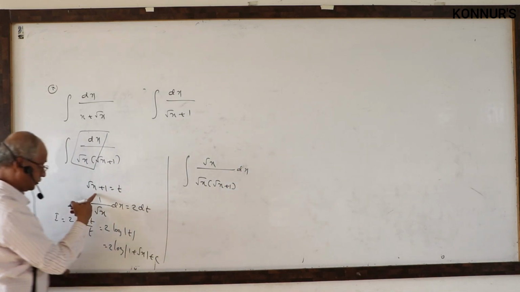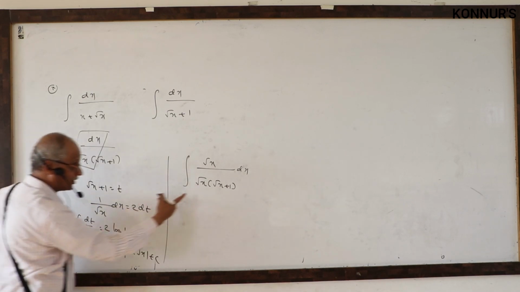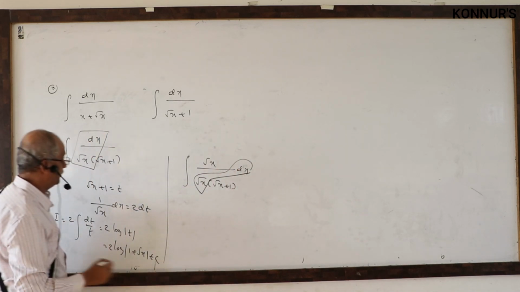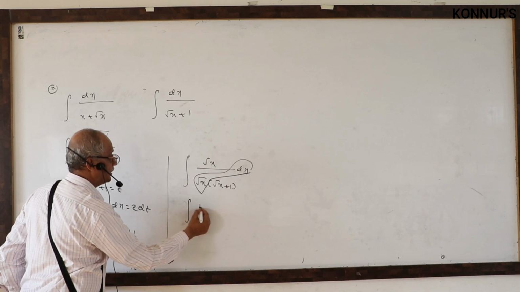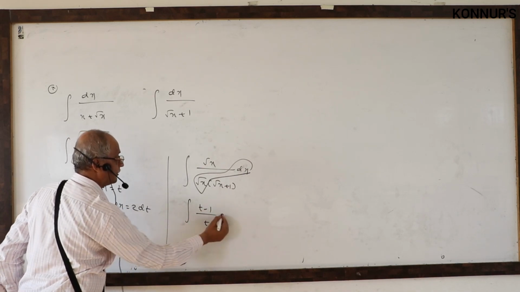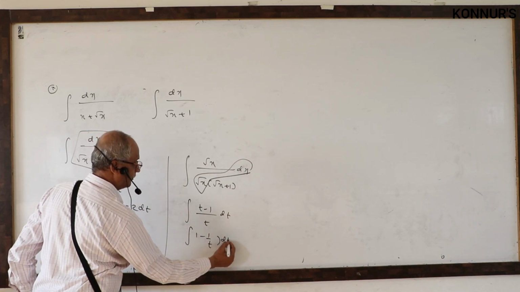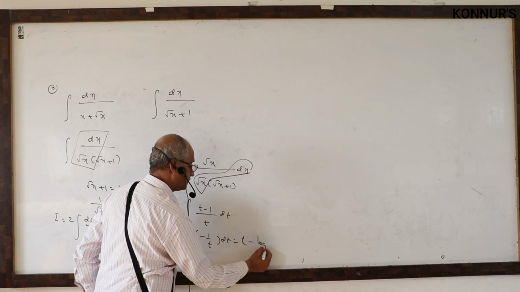Then as usual, substitution. Same. dx by root x is 2 dt. This one, this is 2 dt. Okay, then root x is t minus 1. (t minus 1) by t. Split the denominator: integral of 1 minus 1 by t dt is equal to t minus log t.